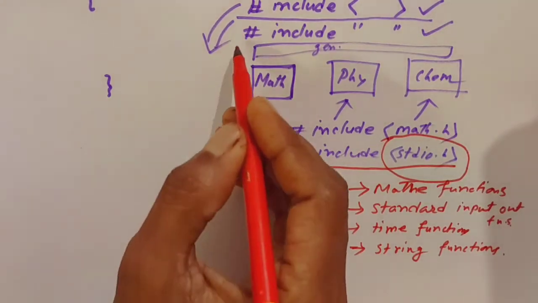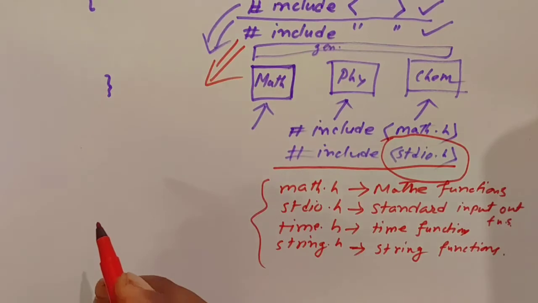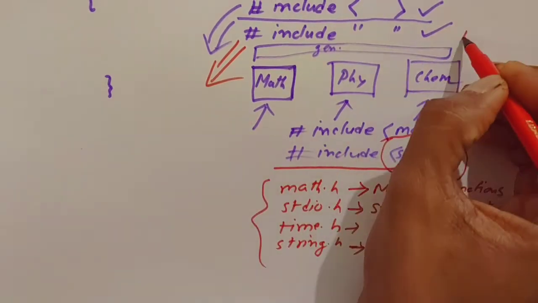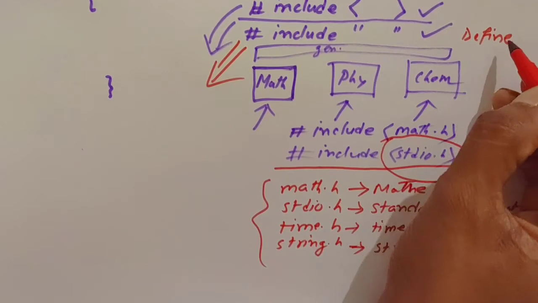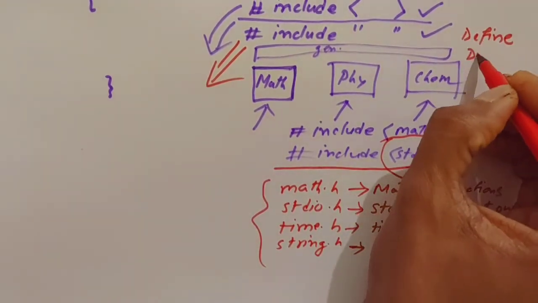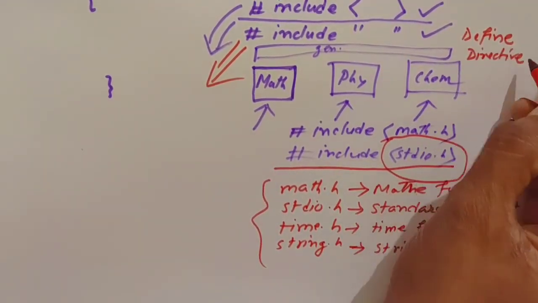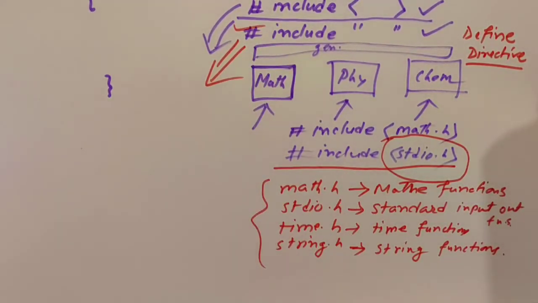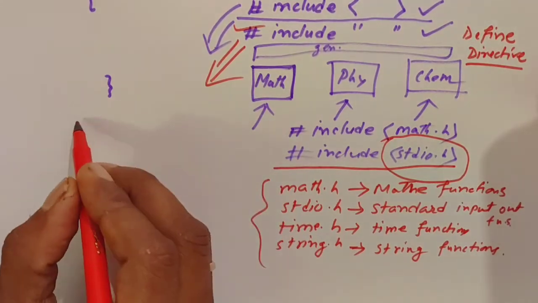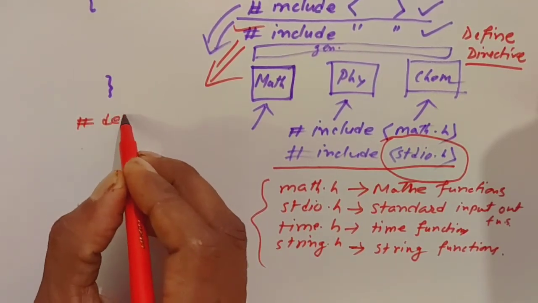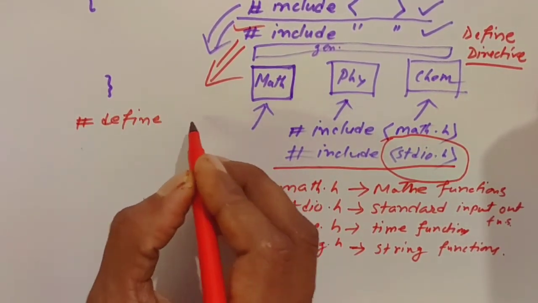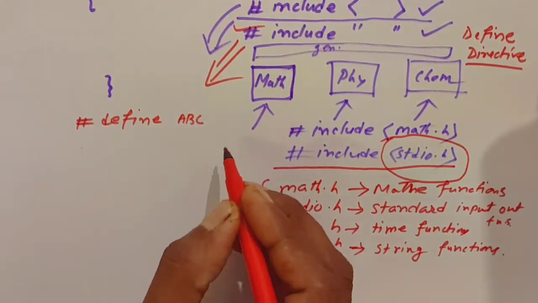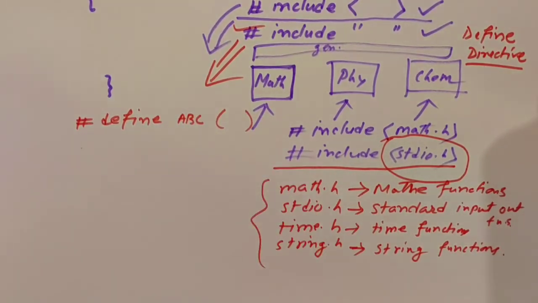Another type of directive, which will be less useful here, is called the define directive. This will be used for definition of your own functions, your own header files. Suppose you can write #define a, b, c, anything inside brackets, your function. So this way you can define your own function.